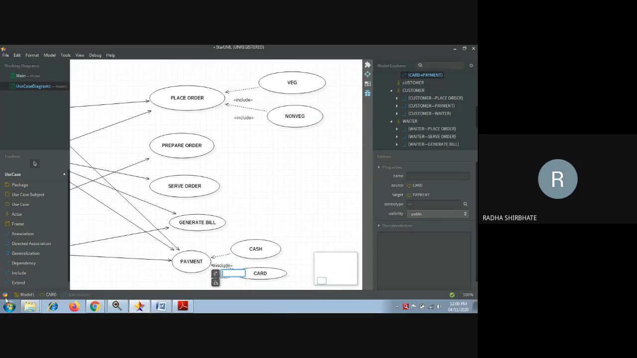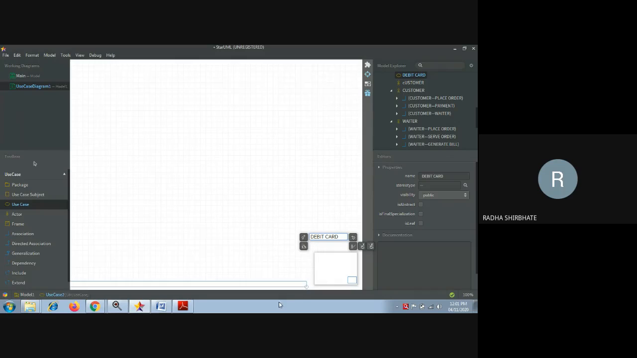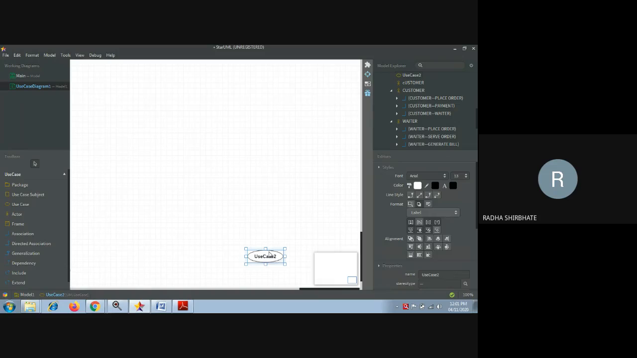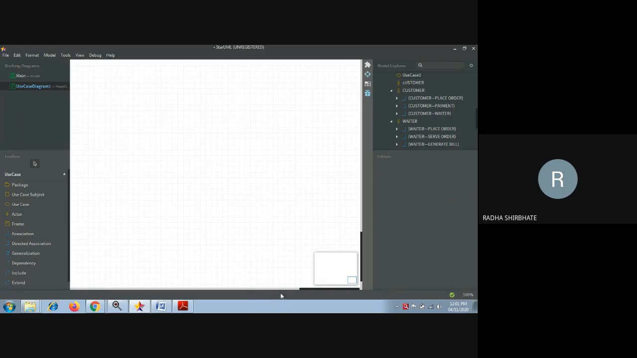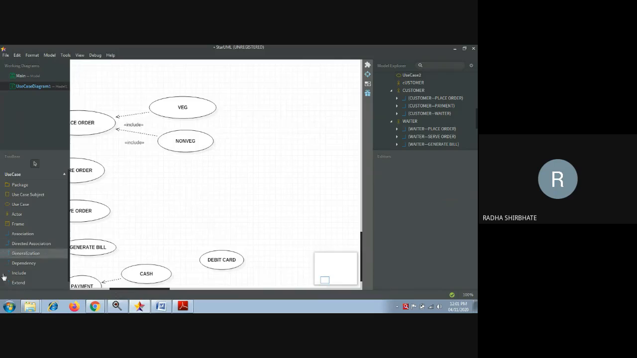Also we know that your card may be a debit card or credit card. So we can accept both types of cards over here, right? So we will add over here. Scroll down. We will draw another use case over here.